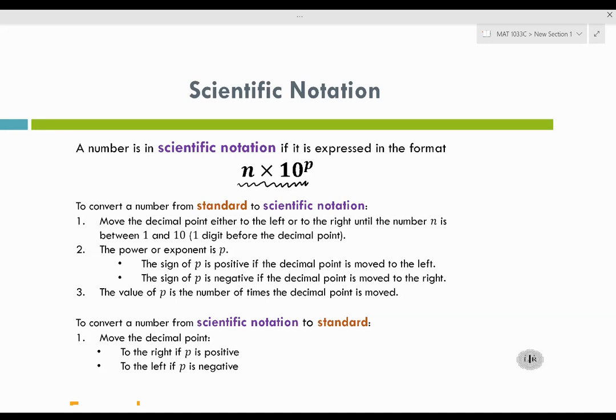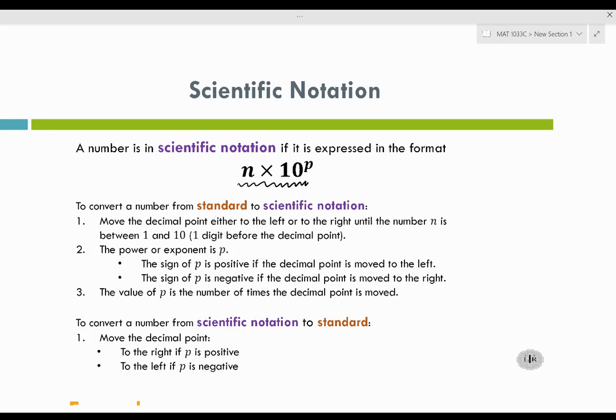So I know now we're going through the steps. All of this will make a lot more sense once we do a problem, okay? So those are the steps that you're going to follow if you're moving from standard to scientific notation. If you are doing the reverse, if you're going from scientific to standard notation, all right, step 1 is that you're going to move the decimal point. You're going to move the decimal point to the right if p is positive, and you're going to move the decimal to the left if p is negative.